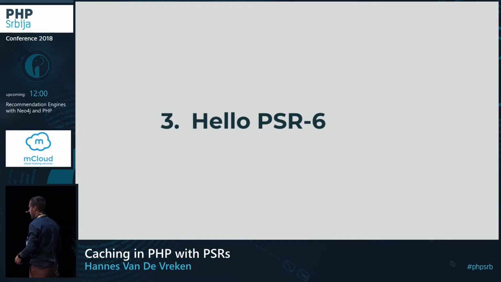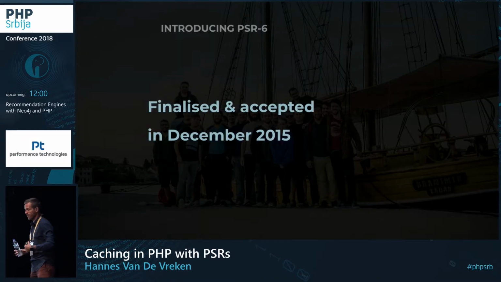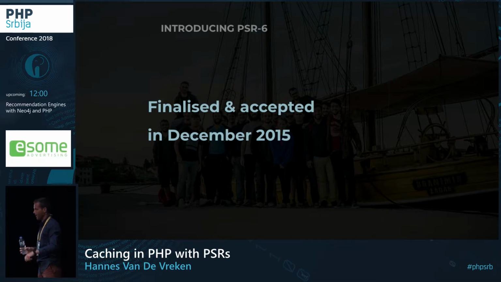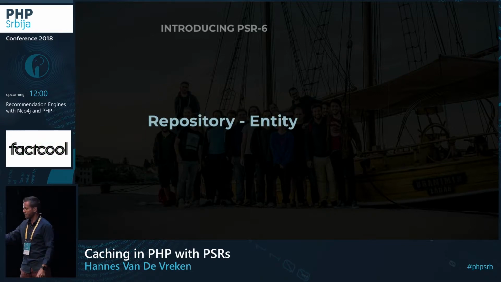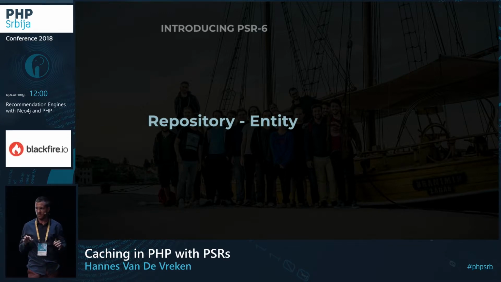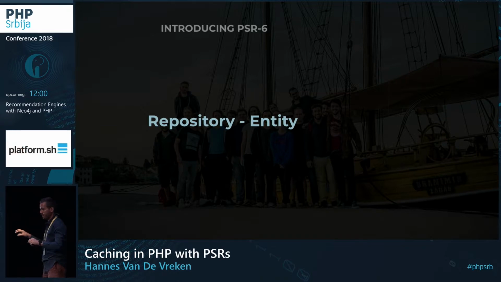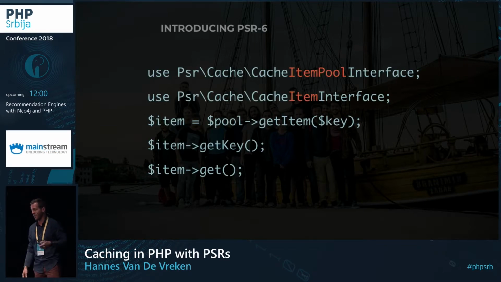So that's why PSR-6 was initiated, and it was finalized and accepted in December 2015. I think that's almost 3 years ago. And it's built in a repository entity way. So there's a repository which keeps track of all entities, and those entities are the cache items. So per cache key, there's a different item. And if you request the same cache item from the cache pool, then the pool will return the same exact value object. So this is how it's implemented or interfaced.